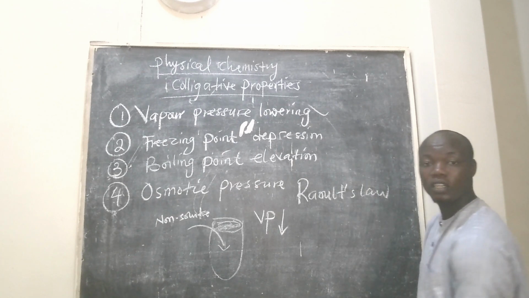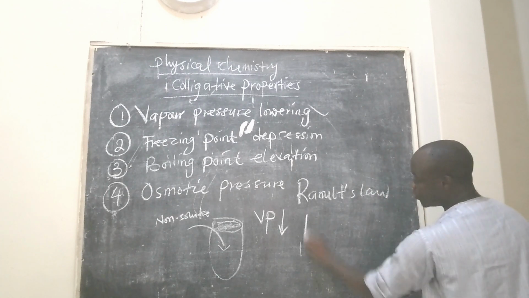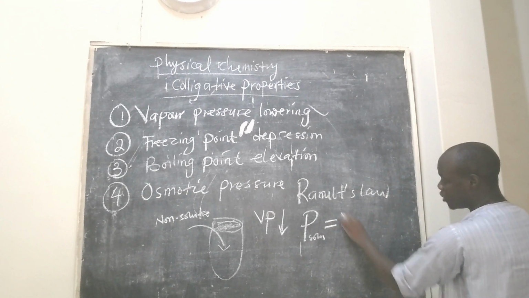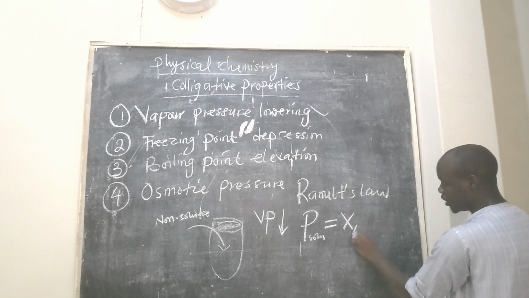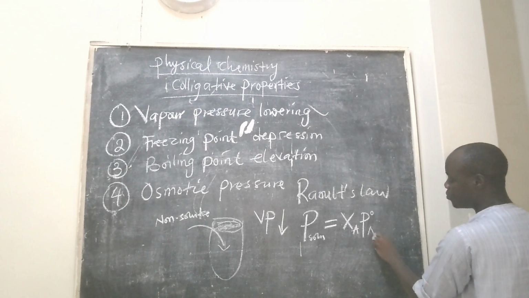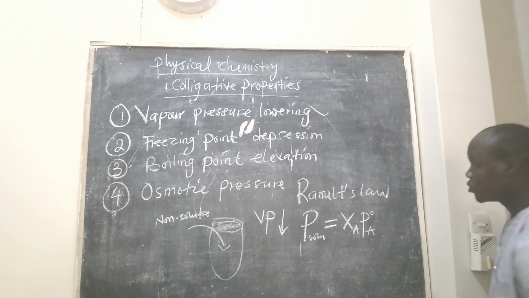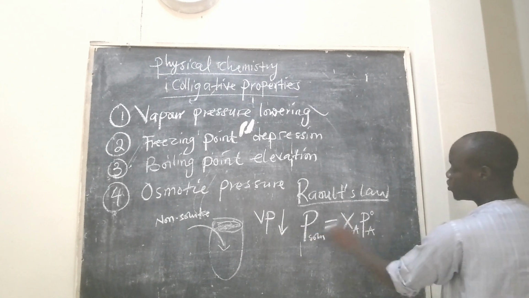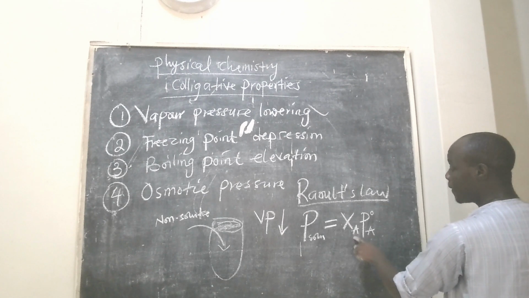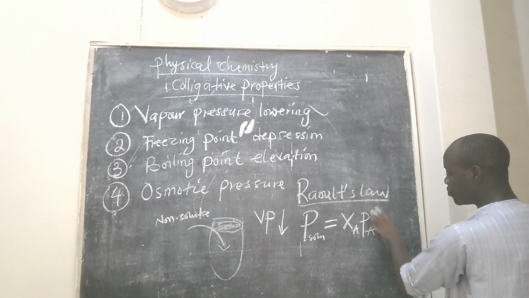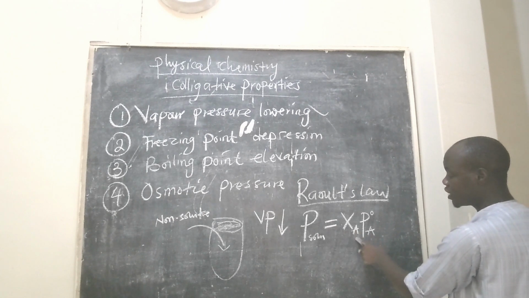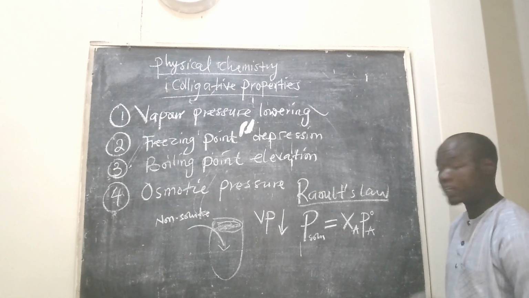So Raoult's law states that the vapor pressure of a solution is equal to the mole fraction of the solvent times the partial pressure of the pure solvent. So this is Raoult's law. Raoult's law states that the vapor pressure of a solution is equal to the vapor pressure of the pure solvent times the mole fraction of the solvent. So this XA stands for the mole fraction of the solvent.